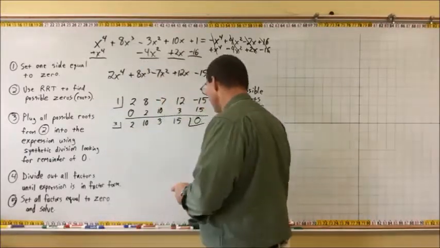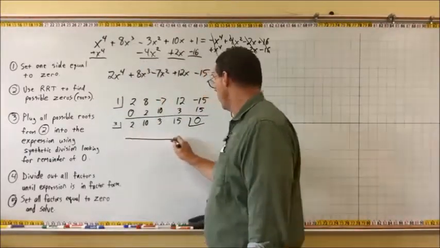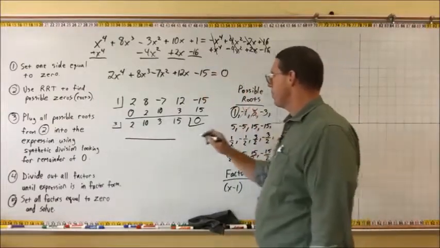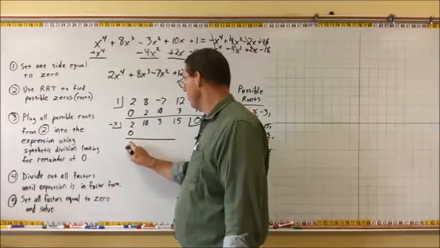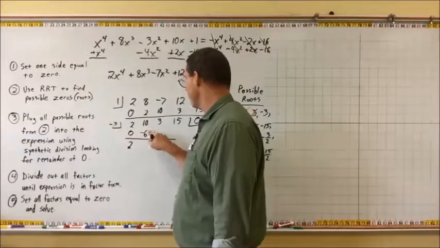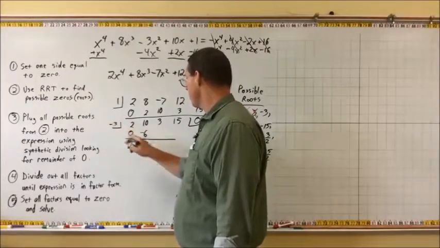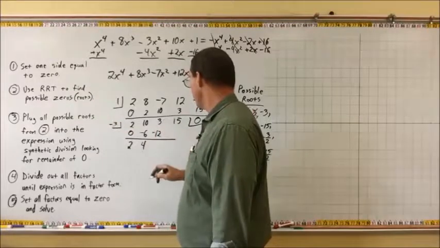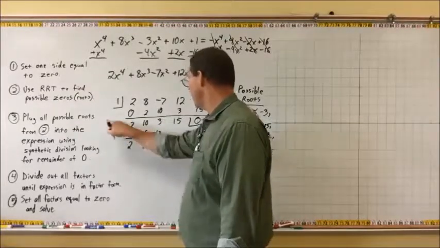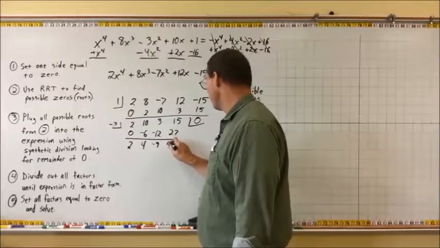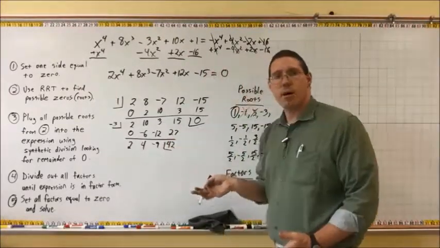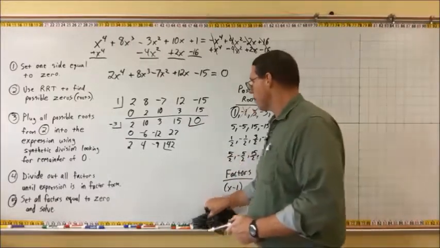You just got to keep trying numbers until you get a remainder of 0. Now we're going to try negative 3. So I'm going to put a negative here. Put a 0 here. 2 plus 0 is 2. 2 times negative 3 is negative 6. Plus 10 is 4. 4 times negative 3 is negative 12. Plus 3 is negative 9. Negative 9 times negative 3 is 27. 27 plus 15 is 42. Not 0. Moving on to the next number.